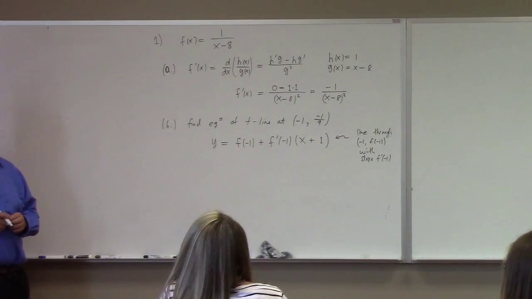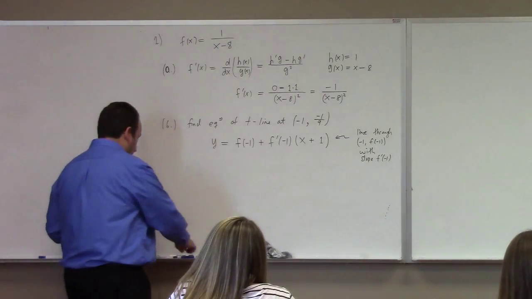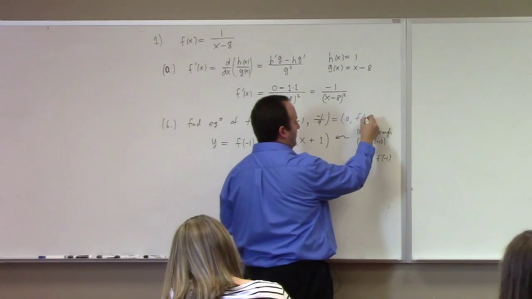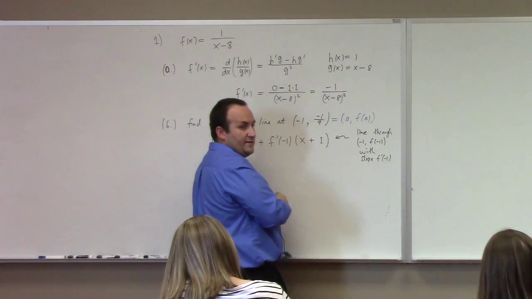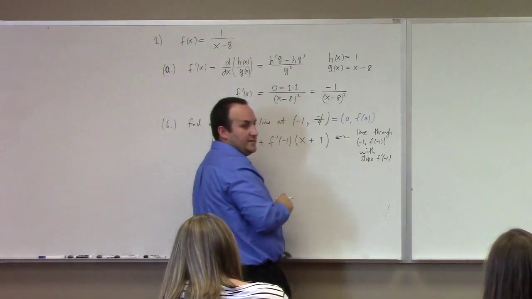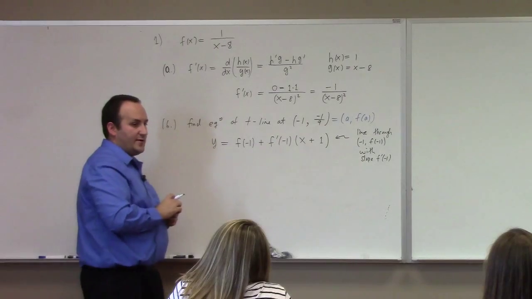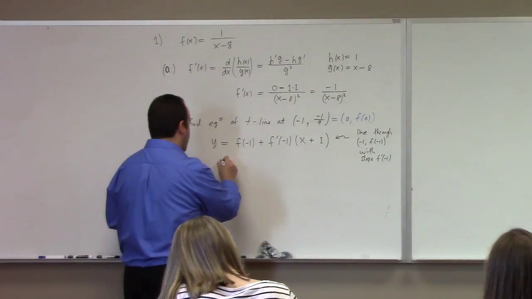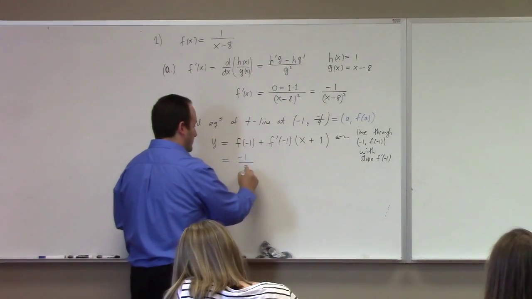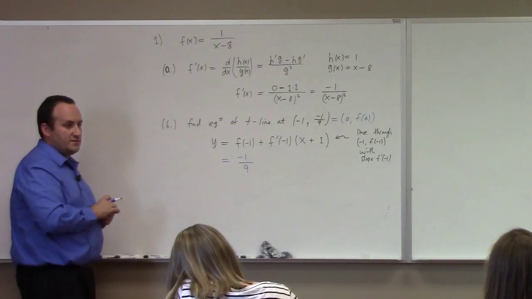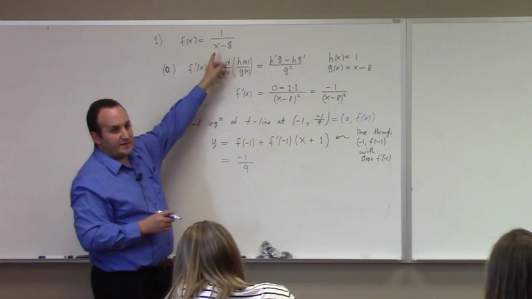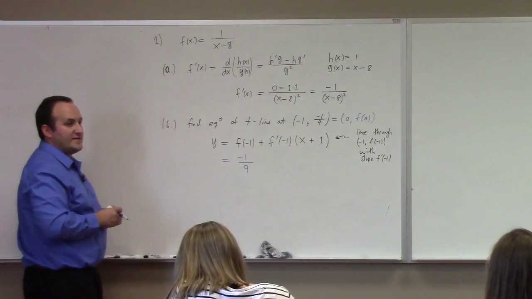Now, f of minus 1 is already given to you. Because if they ask you for the tangent line at this point, the point has to be of the form a comma f of a, if it's on the graph. So I can already tell you that f of minus 1 is minus 1/9 without doing any more calculations. But how else could we find f of minus 1? You could just plug minus 1 into your formula, right? So minus 1 minus 8 is minus 9. So minus 1 over minus 9 is minus 1/9.